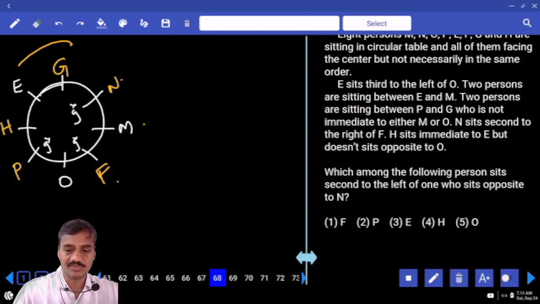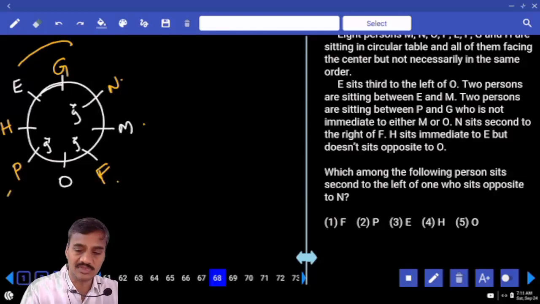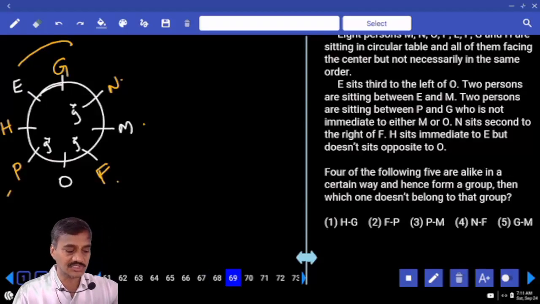Which among the following persons sits second to the left of the one who sits opposite to N? Opposite to N, who is it? Tell me, P. Second left of P is E. E, that is choice 3. Question 68.